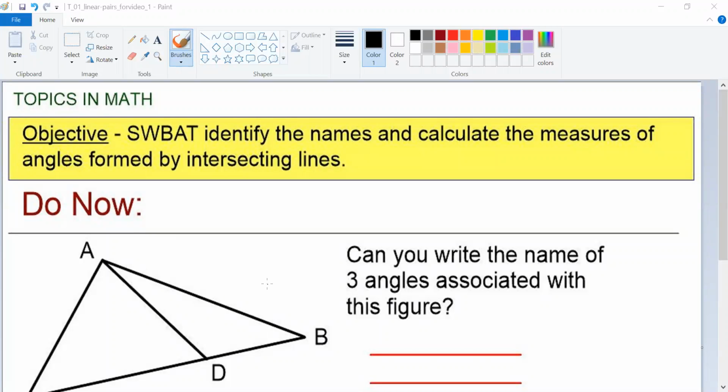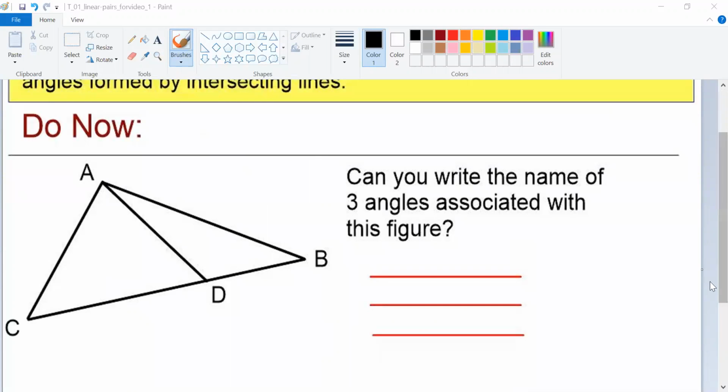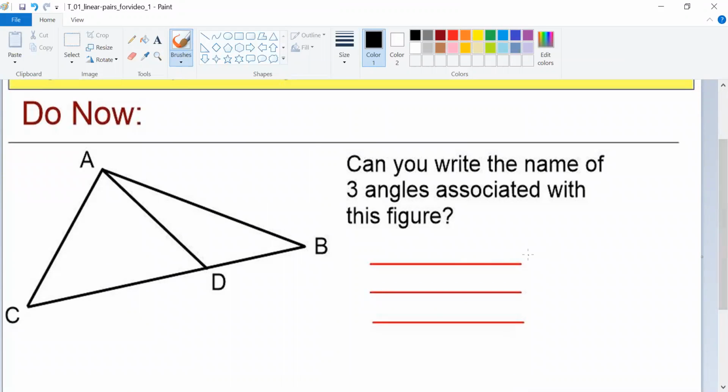Okay, students will be able to identify the names and calculate the measures of angles formed by intersecting lines. Excellent. Let's start with this do now problem here. Can you write the name of 3 angles associated with this figure?